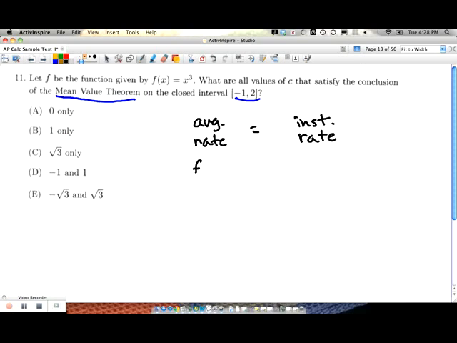So let's do that. The average rate is really f of b minus f of a over b minus a. And over here, this is f prime of x.